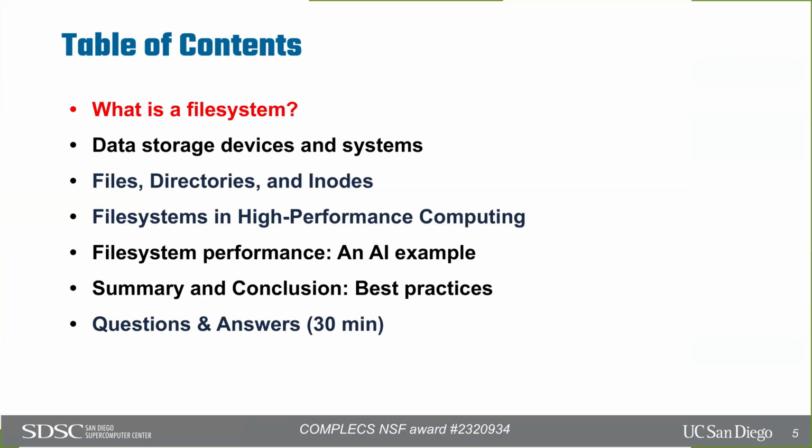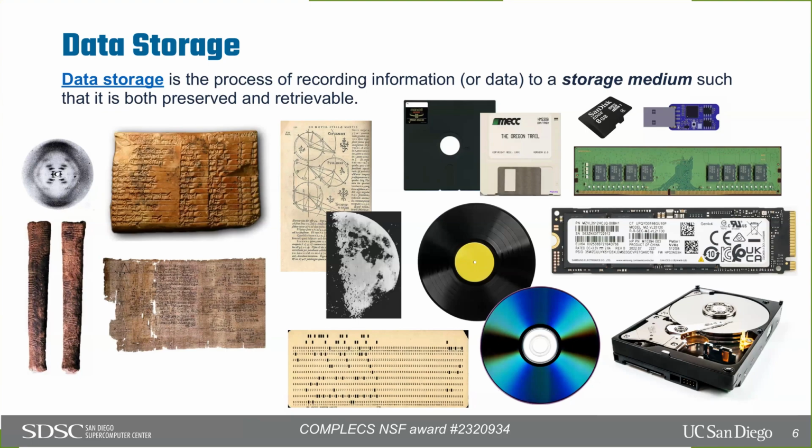Okay, so this is sort of the table of contents. So what is a file system? So start at the beginning, right? At the beginning, we talk about data storage. That's what we're trying to accomplish when we talk about what a file system is going to do for us. And just the basic definition of data storage is the process of recording information on a storage medium, so it's both preserved and retrievable.